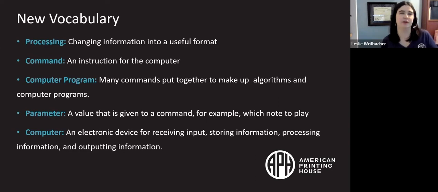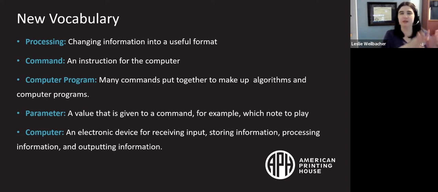Now our new vocabulary, and I gave us a lot of new vocabulary. We have processing, changing information into a useful format. So when we would press the button on the back of Code and Go Mouse, it would take that input, hold on to it, store it, and then change it to output it as movement. Command, so that's the instruction for the computer. Computer program, many commands and algorithms put together to make a computer program.